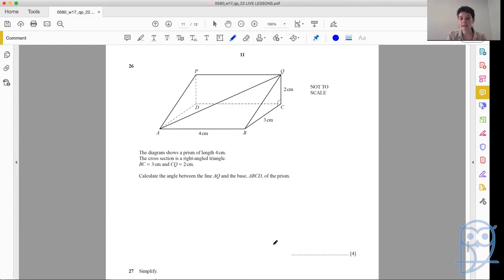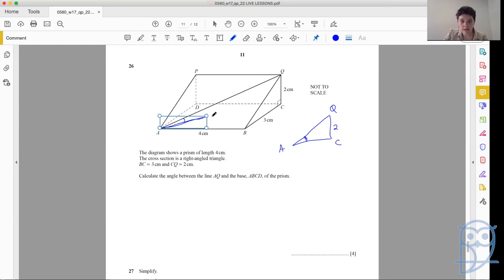So remember what I said. These ones you want to pull out your triangle. So between AQ and the base ABCD, it's this angle here. So the triangle we want to work with is QAC. This is the angle we want. We can see we've got that 2, QC is 2, but we don't have AC. So now we've got to first say, okay, what is AC?